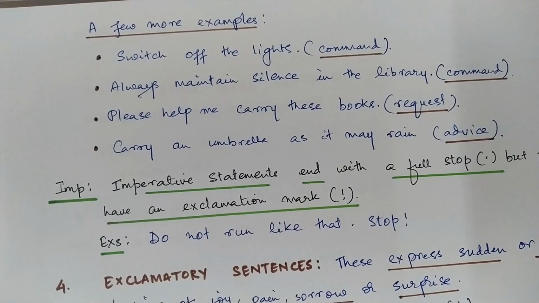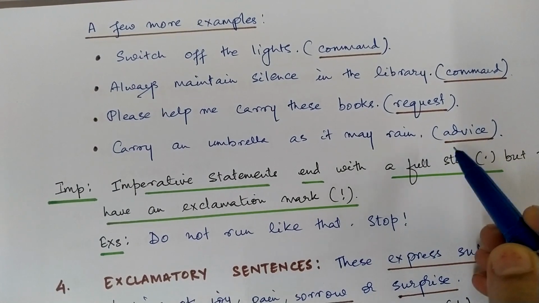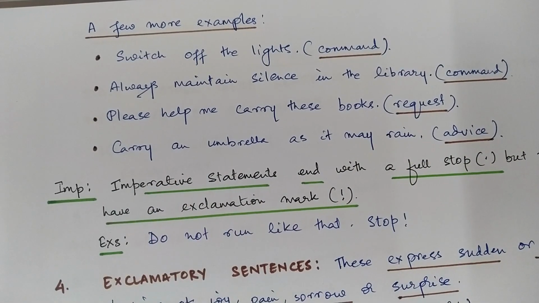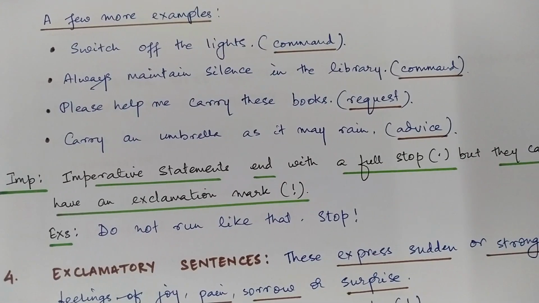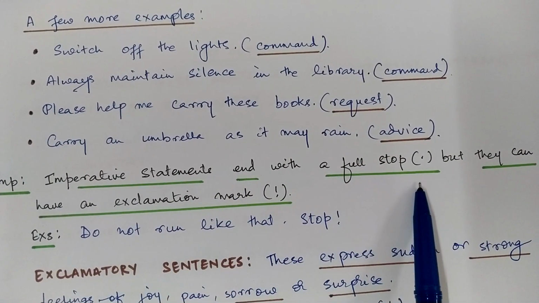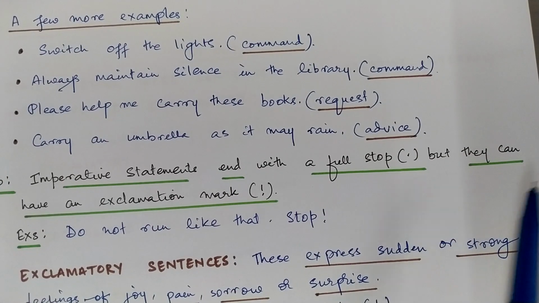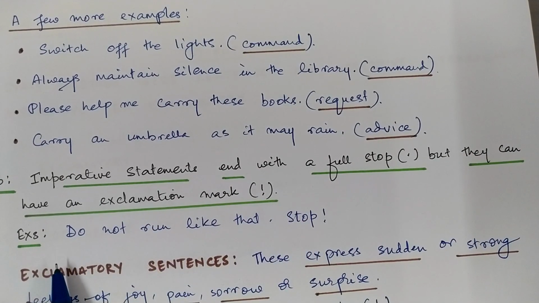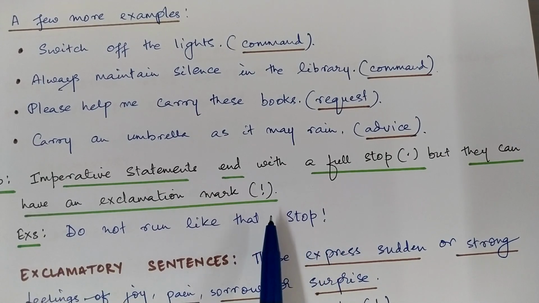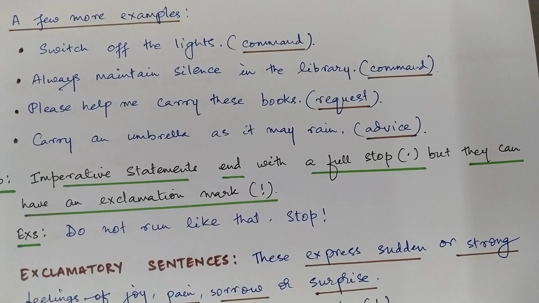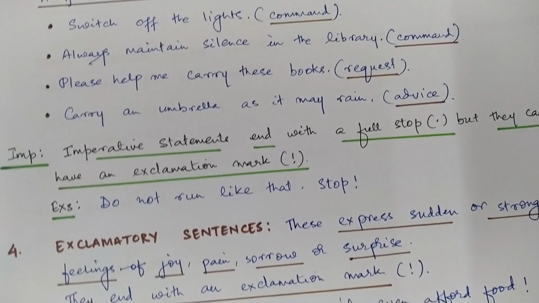Carry an umbrella as it may rain. Now this is giving advice. It might rain, so carry an umbrella with you. The next important thing to keep in mind, children, is that imperative statements end with a full stop, but they can have an exclamation mark also. For example, do not run like that! The exclamation mark is put at the end of imperative statements. There are a few examples like this, so keep it in mind.